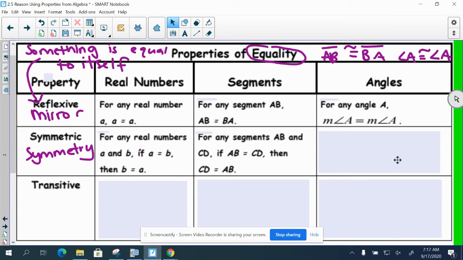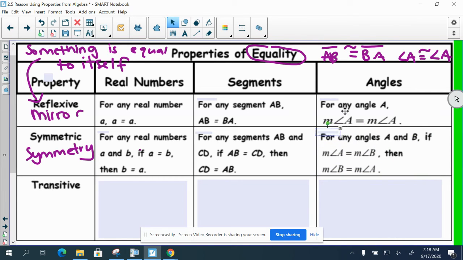And then for angles, so think about what it might look like for angles. How about using angle A and B? Well, for any angles A and B, if the measure of angle A is equal to the measure of angle B, then the measure of angle B is equal to the measure of angle A. Okay, pretty simple.